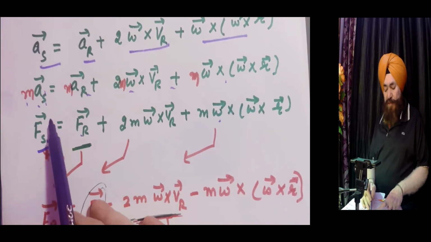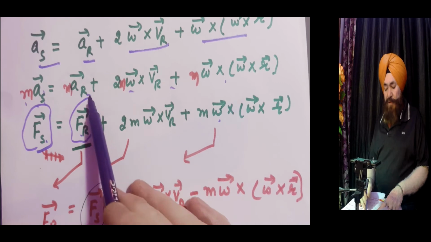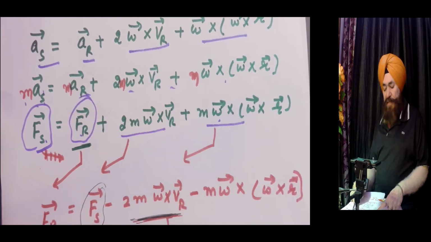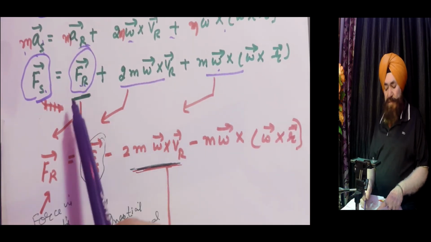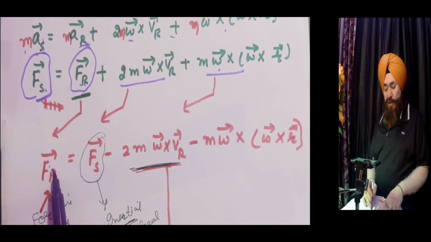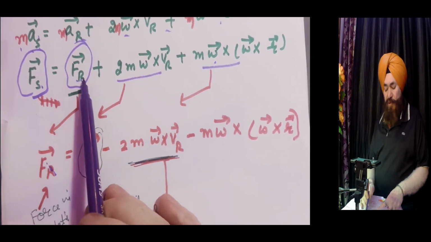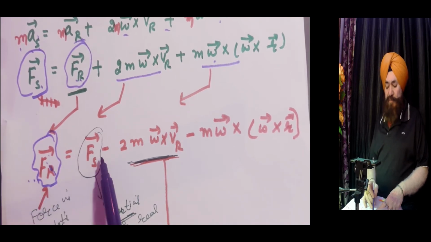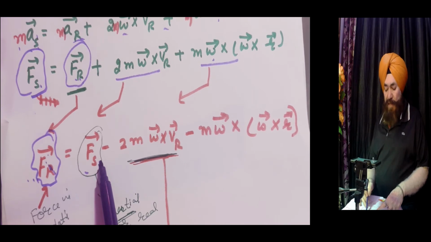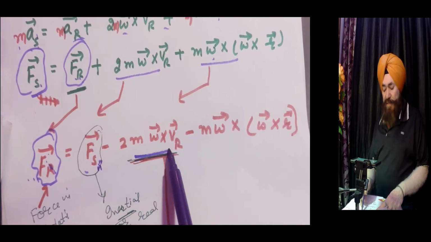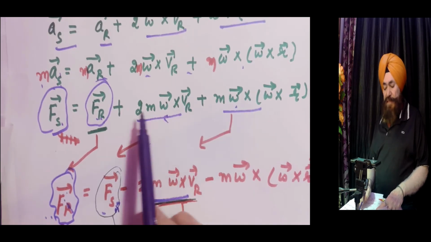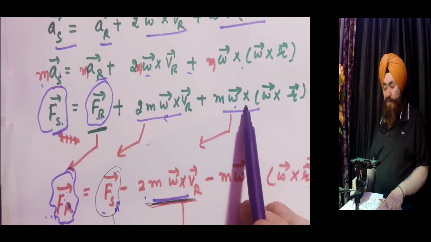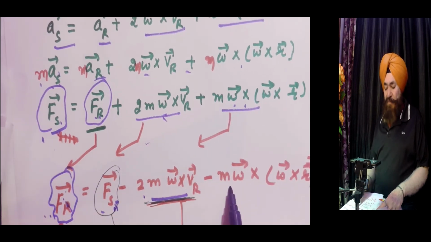This is the force with respect to the rest frame, and with respect to the rotating frame, this force and this force. Now I'm interested in the force from the rotating frame, the force on the particle with respect to the rotating frame. This is the force on the particle with respect to the space which was at rest. And this force here, when taken to this side, becomes negative.